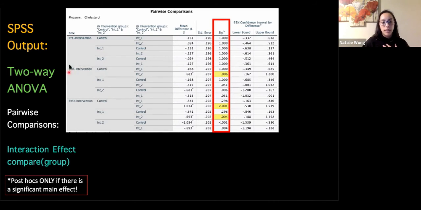When we look at the mid-intervention set of pairs, so kind of this chunk here, we notice that we have one significant pair. Okay, some of you might be looking at this 0.051. Although it's very close to 0.05, it is still greater than 0.05. So we would say that that is not significant.